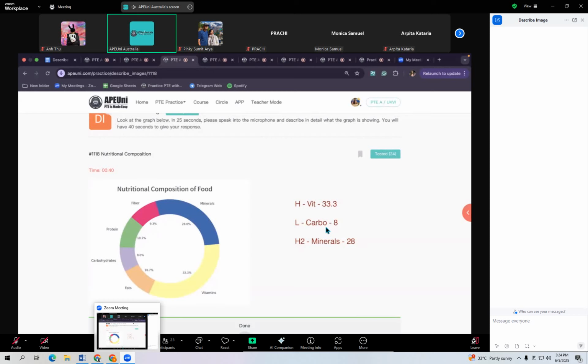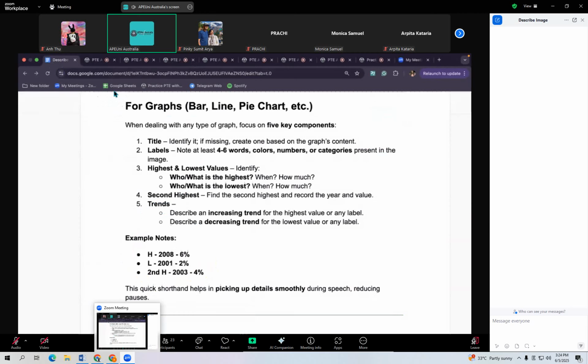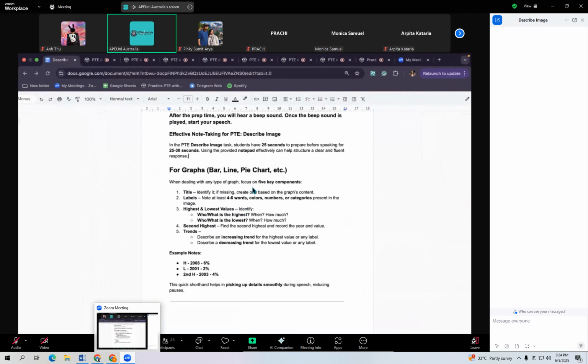I will pause after adding every component. I mention the title, I make a pause. I mention all the labels, I make a pause. Just like that, right? So, everybody, how do I include all of these 5 key components into my speech? How do I turn these 5 things into 30 seconds of talking time? How do I add them? What do I say when I'm trying to mention the title, the labels, and so on?